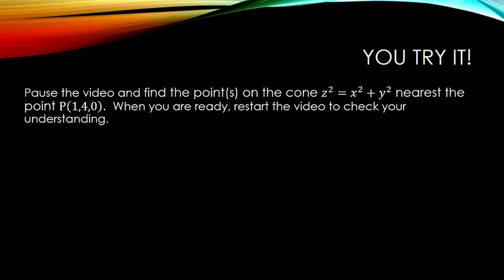Pause the video and find the point or points on the cone z squared is equal to x squared plus y squared nearest the point P given by the coordinates (1, 4, 0). When you're ready, restart the video to check your understanding.